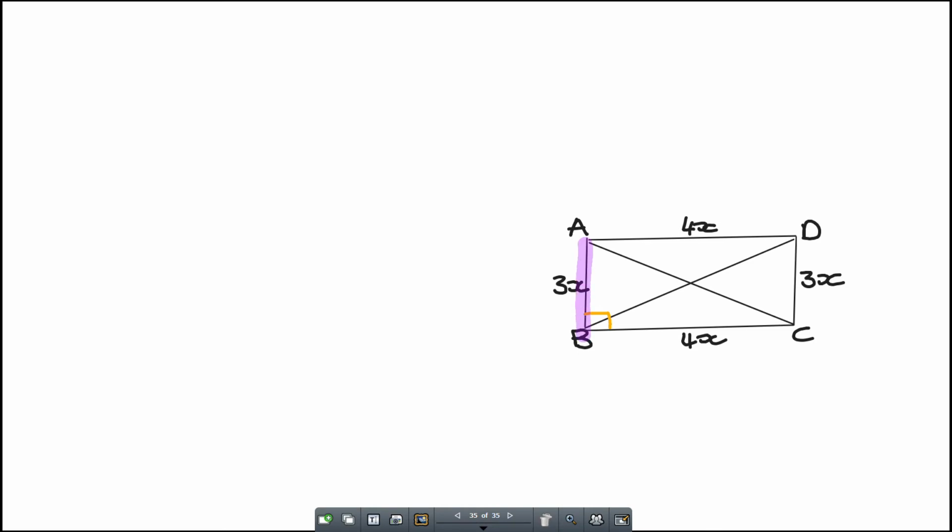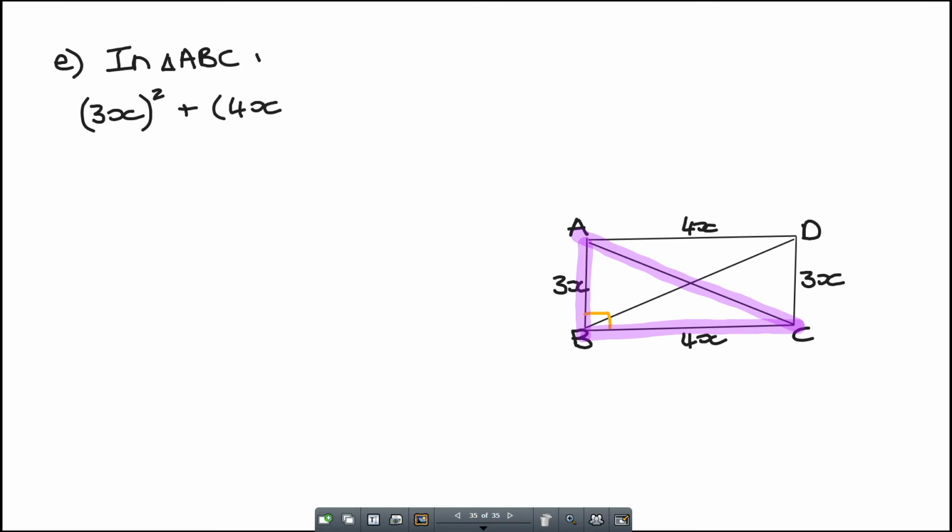If I use this triangle, I can use Pythagoras again. Nee, jy kon daai ander enetjie bo ook gaan gebruik het. Dit sou nie verkeerd gewees het nie. Okay, so kom ons sê. So I'm going to work in triangle ABC. Then (3x) en kyk gou mooi. Hakies om. Kwadraat. Why do I have to have the brackets? Because it's got to apply to the 3 and to the x, nee? Plus (4x) squared will give me AC squared.